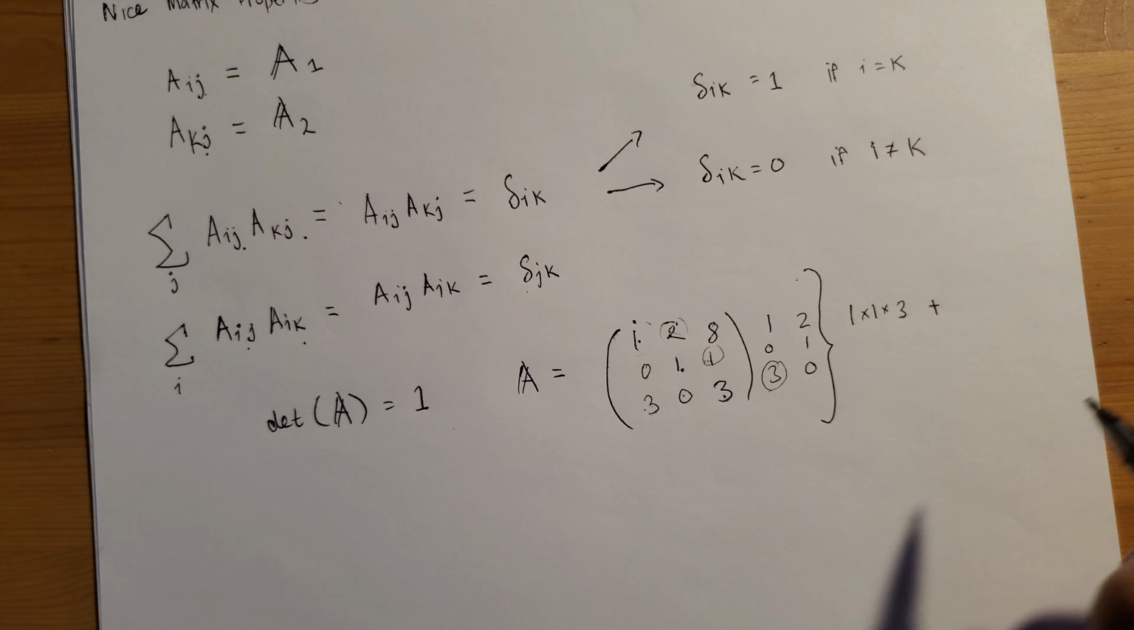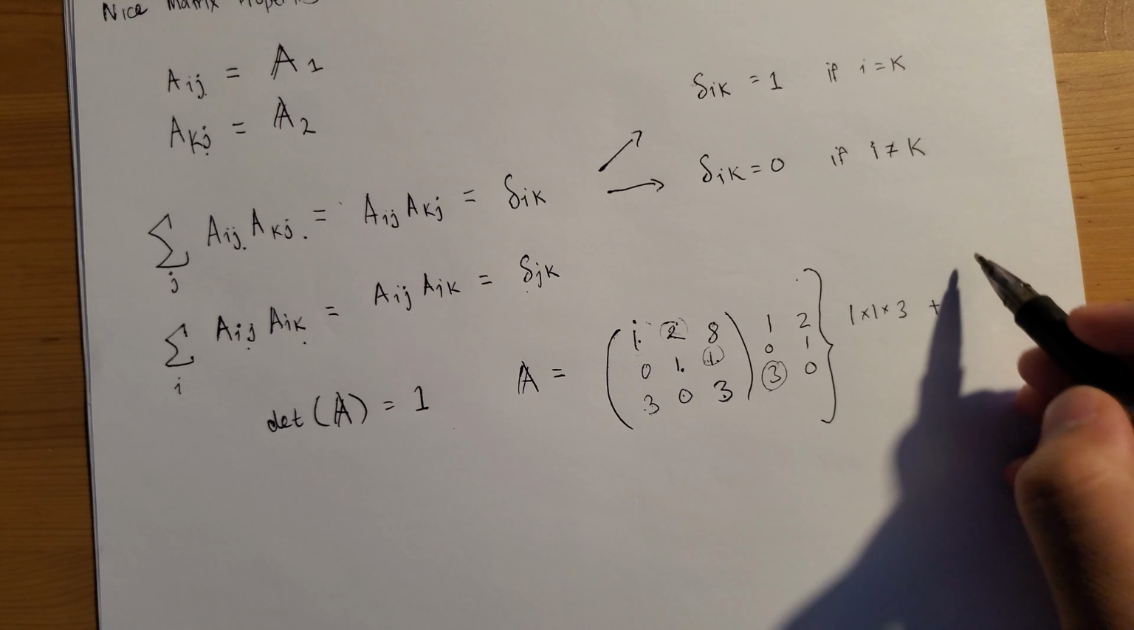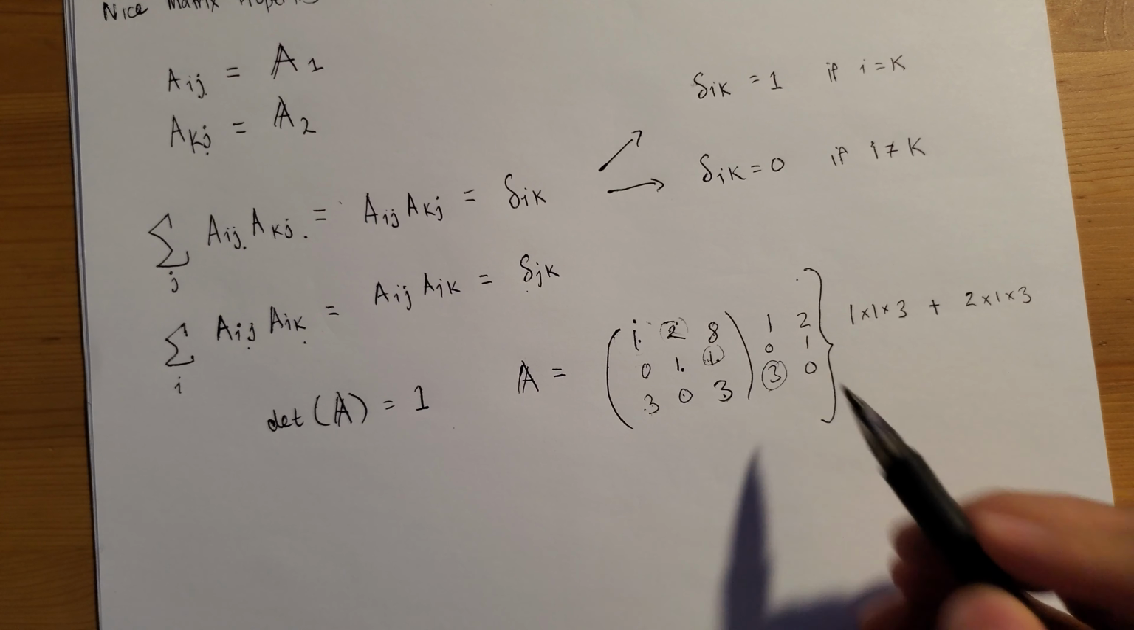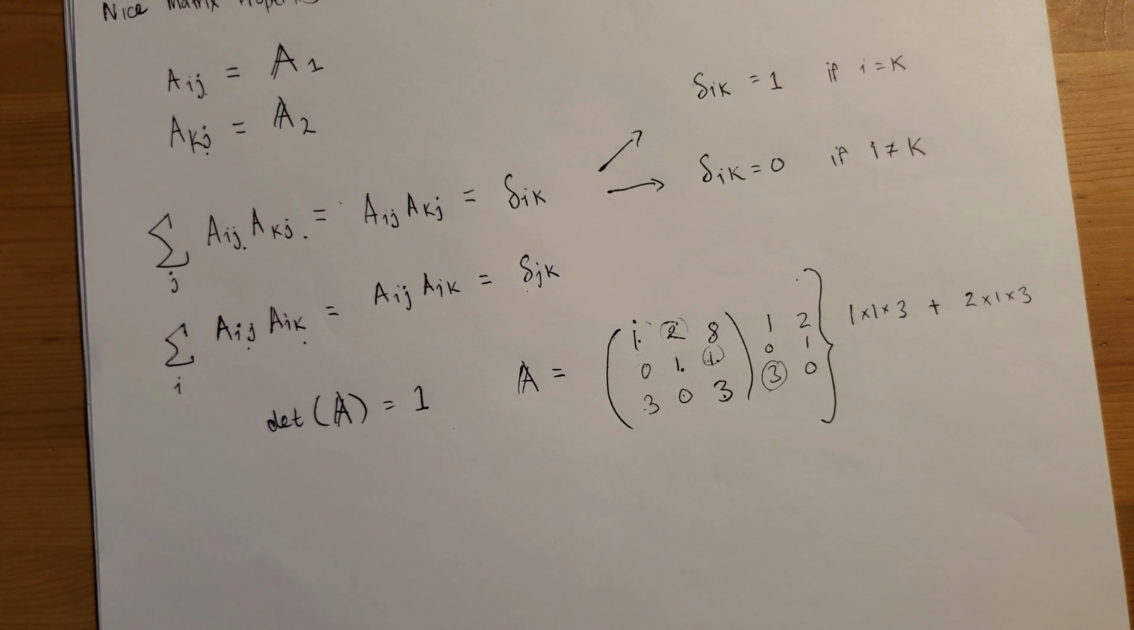So we have 2 times 1 times 3. The last one we have 8 times 0 times 0. We don't even need to write that.